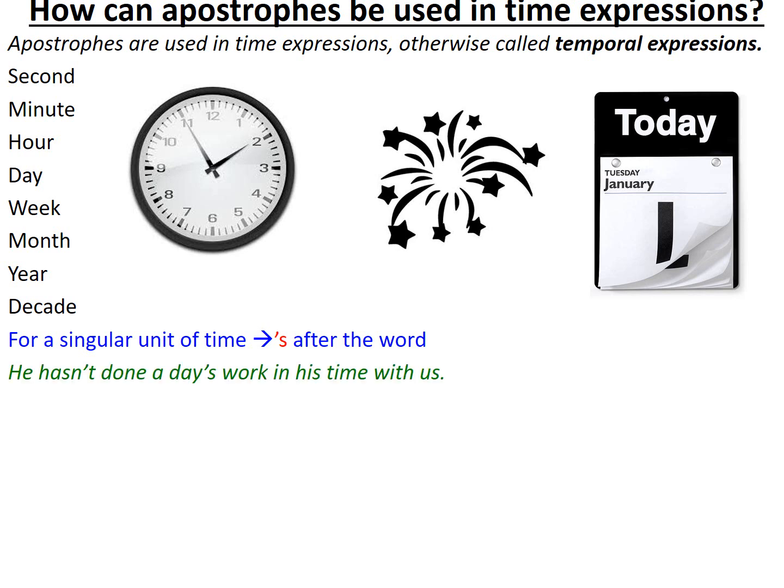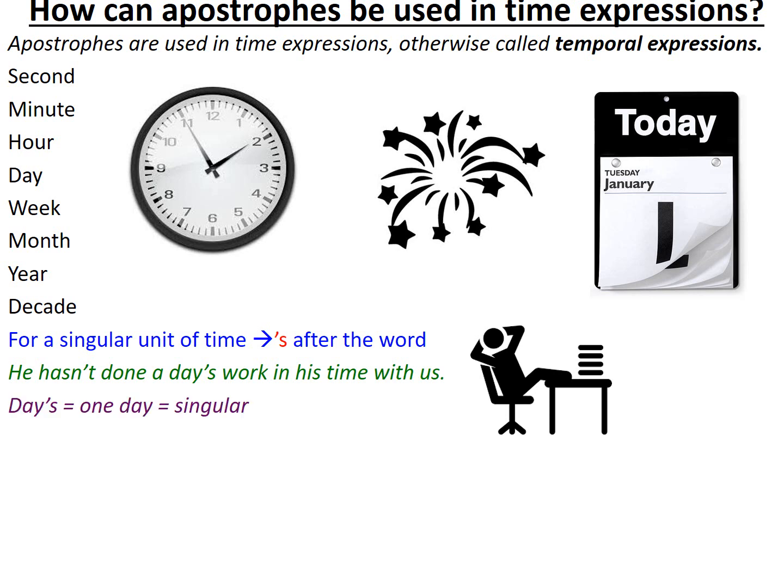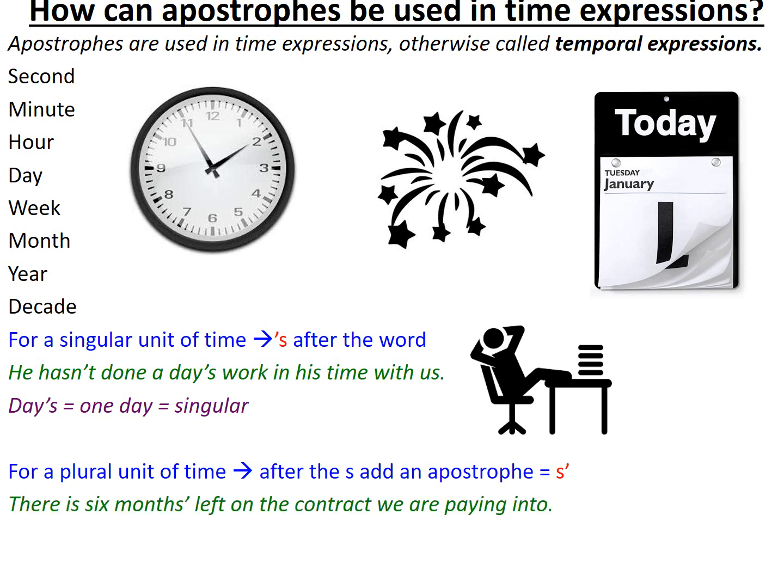For example, he hasn't done a day's work in his time with us. Day's with the apostrophe S added is referring to one day, and it's a singular unit of time. Now when we move on to a plural unit of time, it's after the S that an apostrophe is added. Because here we're assuming we would add an S because we're referring to more than one unit of that time period. For example, there is 6 months left on the contract we are paying into.